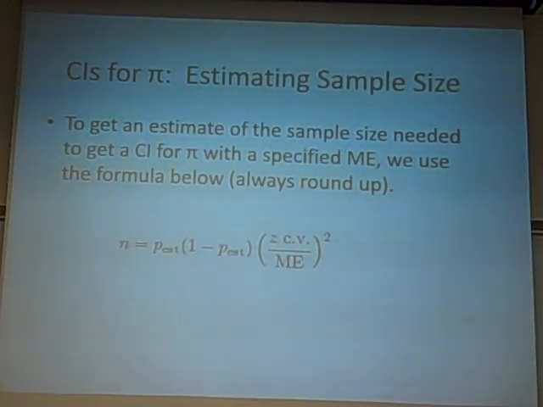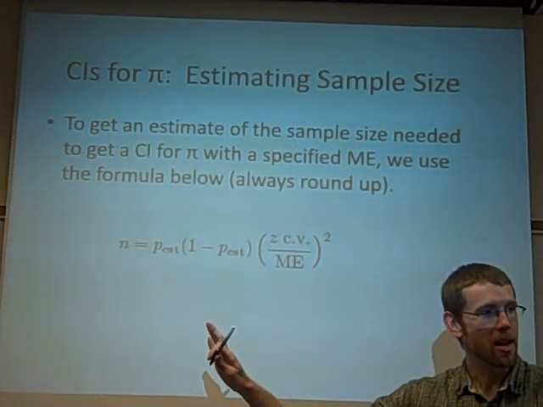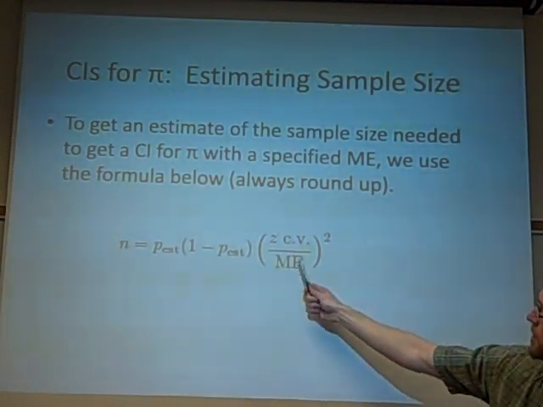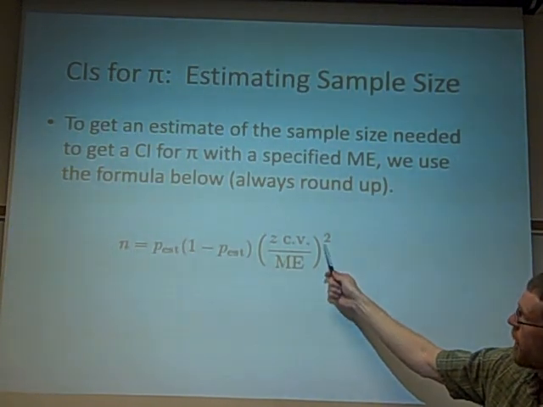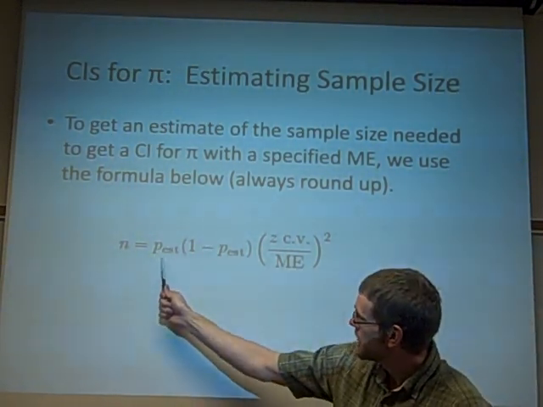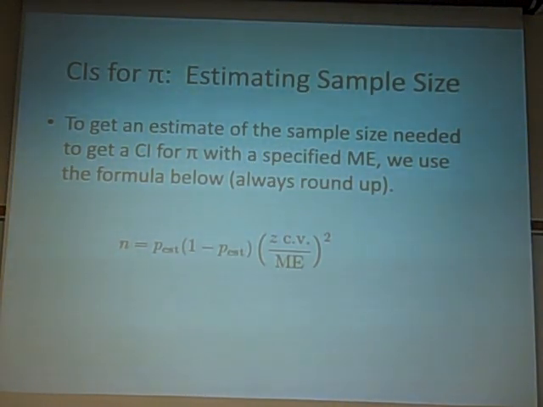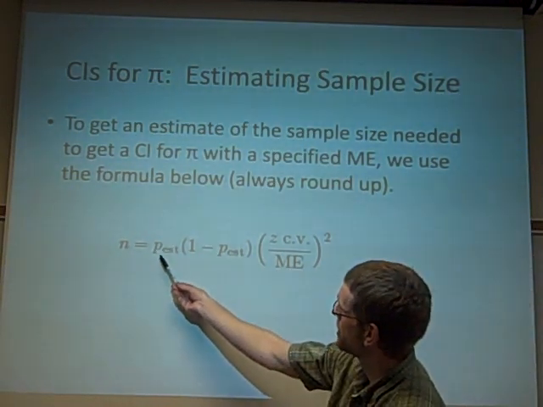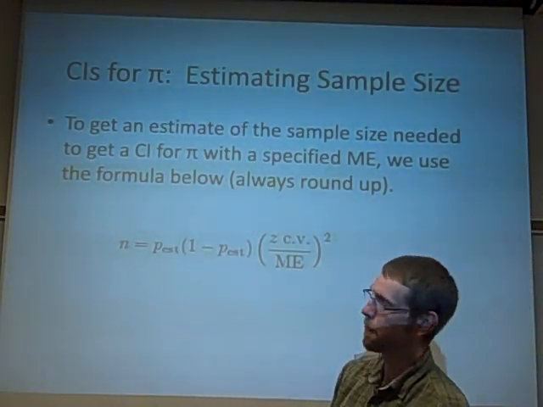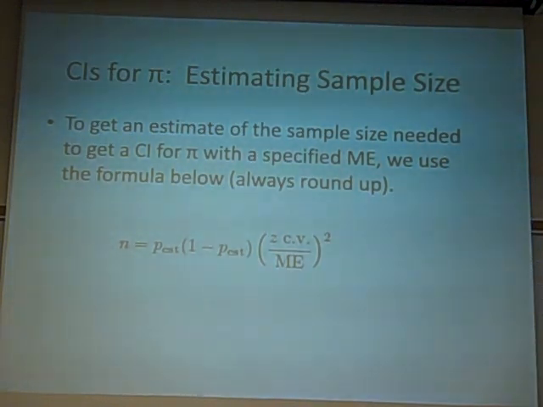In the last little video, I derived the formula for n. It's the same idea here, and you end up with this: a z-critical value divided by the margin of error, squared, times p sub est and 1 minus p sub est. Because remember, the sample proportion showed up in the formula, but you don't know what the sample proportion is going to be until you actually take your sample. So what we have to do is estimate the proportion.